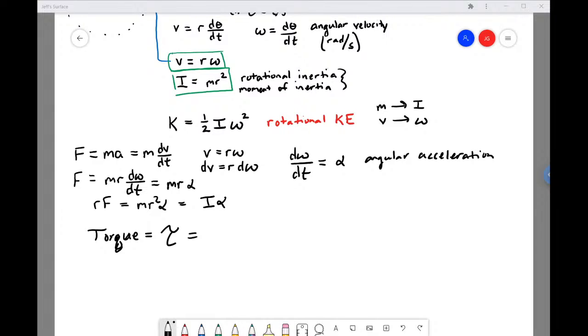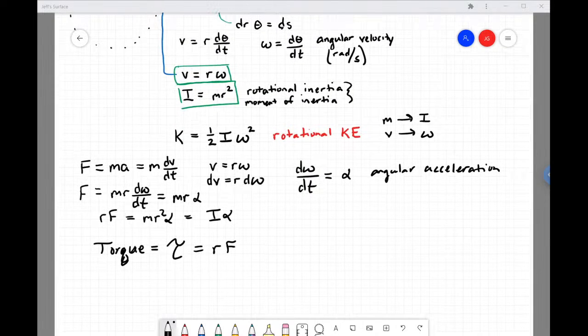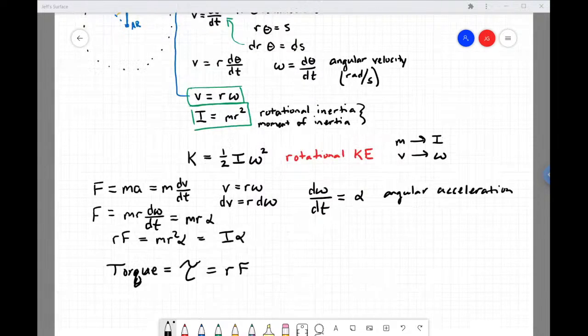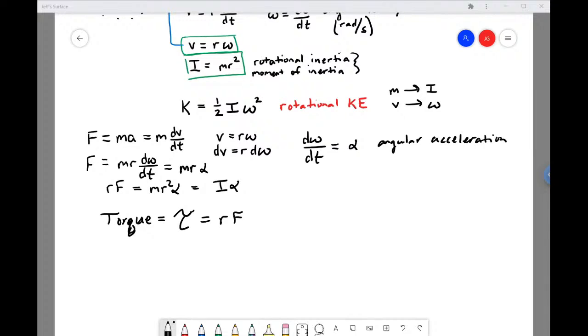And it's represented with the Greek letter tau. And it's a little more complicated than just R times F. In general, it's more complicated. But this is a specific situation of a point particle that's accelerating tangent to its path as it goes around in a circle. So let's just write it out like this.